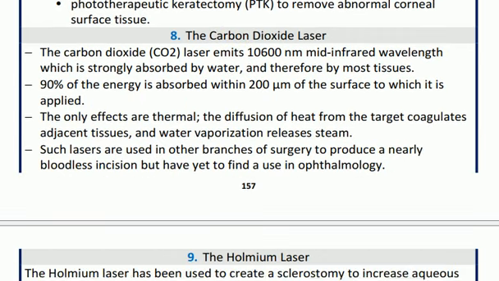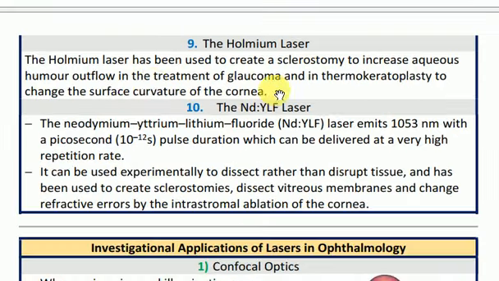Carbon dioxide laser emits 10600 nanometer mid-infrared wavelength, strongly absorbed by water and by most tissues. 90% of energy is absorbed within 200 micrometer of the surface to which it is applied. Effects are only thermal. The diffusion of heat from the target coagulates adjacent tissues. The water vaporizes and releases steam. Such lasers are used in other branches of surgery to produce nearly bloodless incisions but have yet to find use in ophthalmology. Holmium laser is used to create sclerostomy to increase aqueous humor outflow in the treatment of glaucoma.